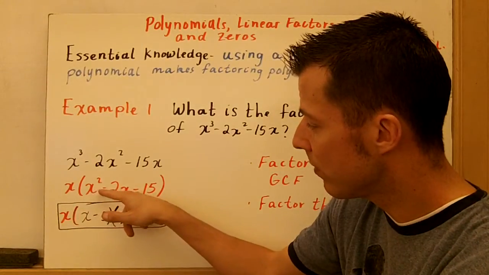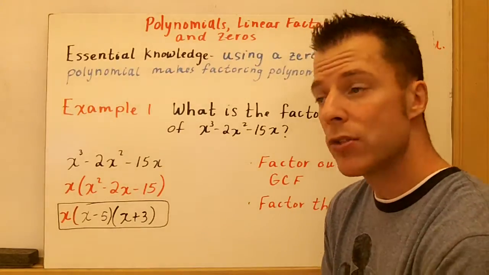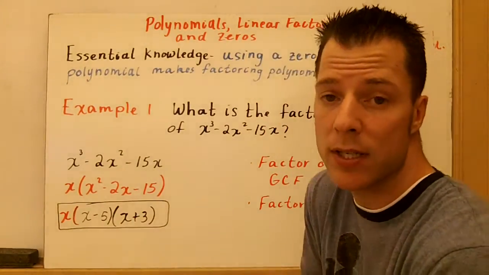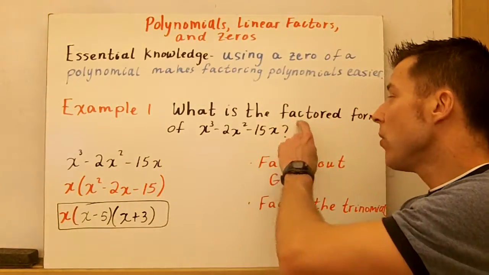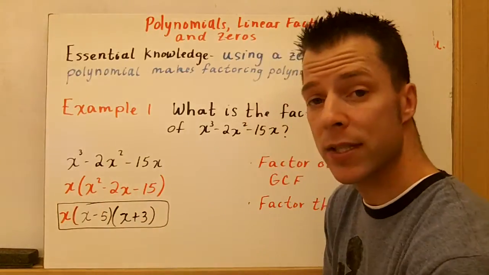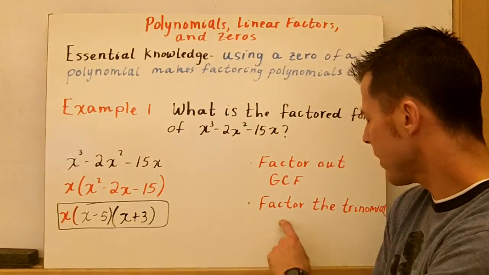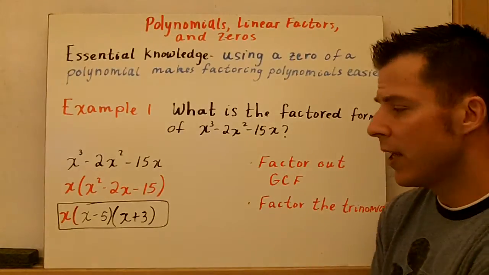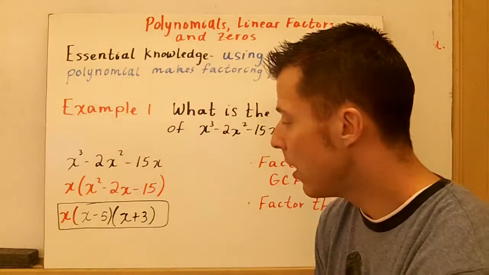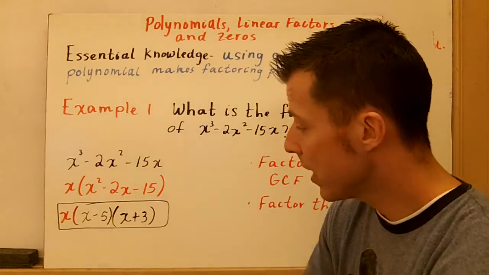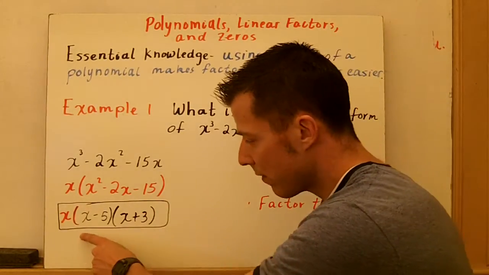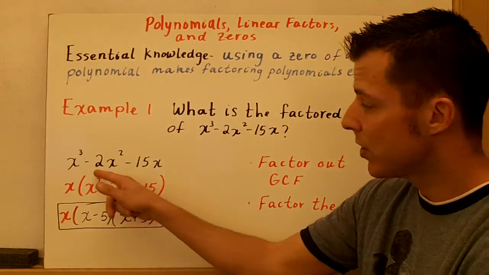So I'm left with x squared minus 2x minus 15. Now I've got this quadratic inside parentheses. I need to see if I can factor that, because they want to know the factored form of this cubic. So I'll factor the trinomial here. Two numbers that multiply to be negative 15 and add to be negative 2 are minus 5 and 3. So we have x minus 5, x plus 3, and that's the factored form. Here are the three factors of this polynomial.